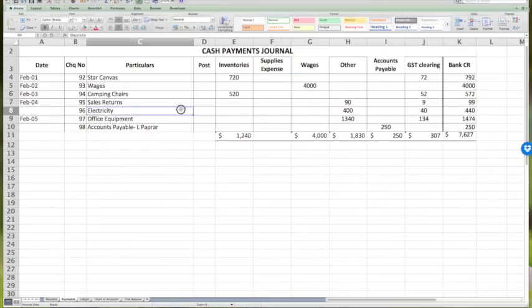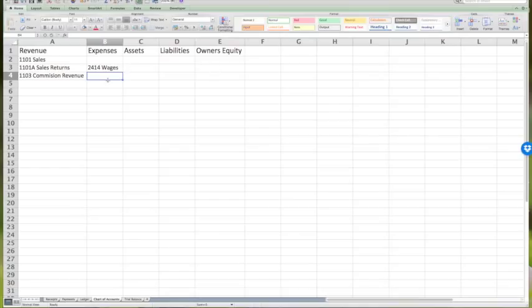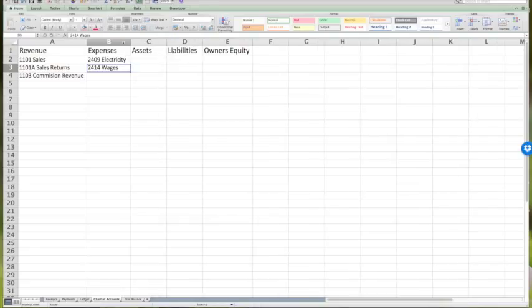And I can also see, if we look down our other column here to check what we've got in the other accounts, I can see one straight here for electricity. So we'll pop that in as well. Okay, those are all our expense accounts.